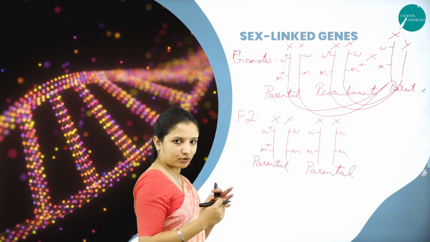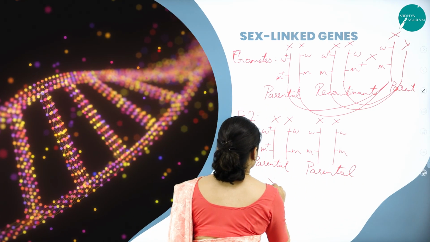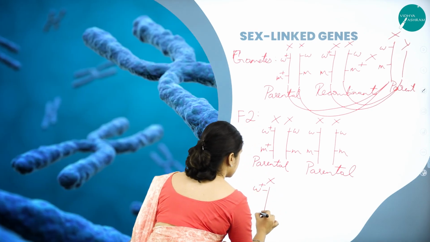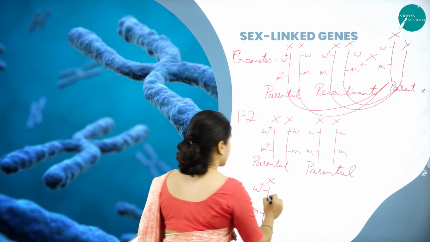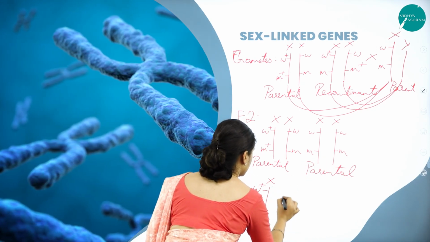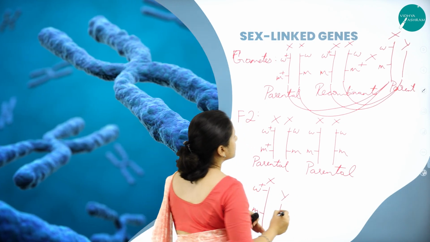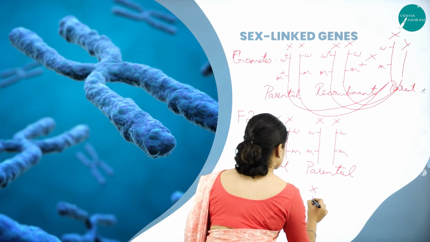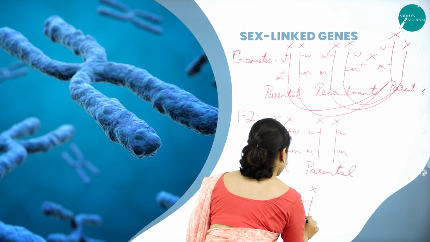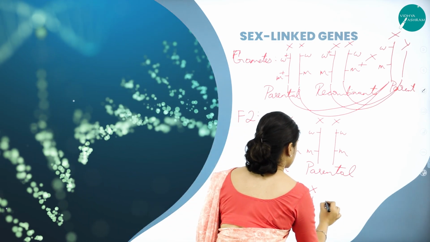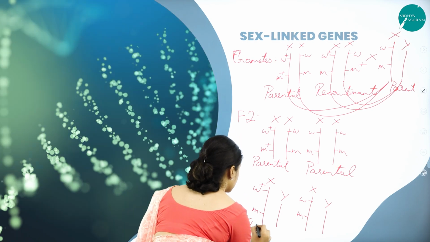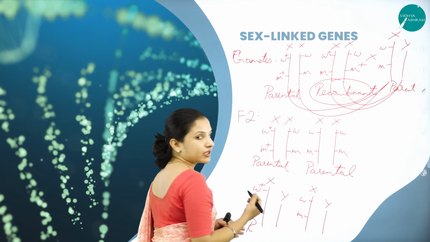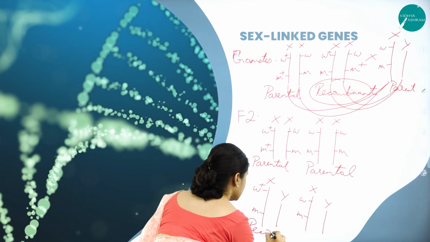We have the next set of progenies again, wherein X, W plus M, and then it is with Y. Again one more, we have X, W, M, Y. Both these are recombinants. They have taken from the recombinant. So the genes have been carried from the recombinants. So these are recombinant.